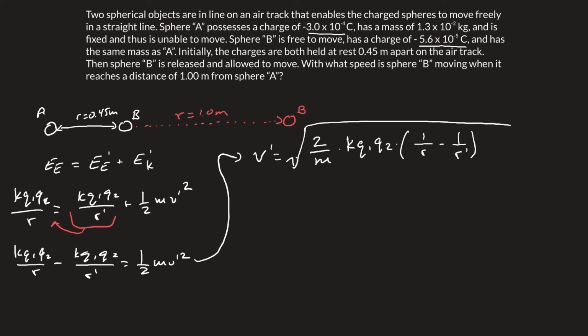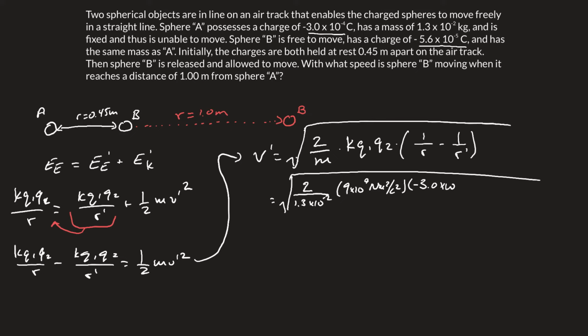After you go ahead and substitute everything, it'll look something like this. So 2 over M, which is 1.3 times 10 to the negative 2. I'm going to omit units just so I can make sure I can fit everything. Our value for K is 9 times 10 to the 9 Newton meter squared per Coulomb squared. It doesn't matter which Q is Q1 and which is Q2. So 3.0 times 10 to the negative 4, negative 5.6 times 10 to the negative 5, and then 1 over 0.45 minus 1 over 1.